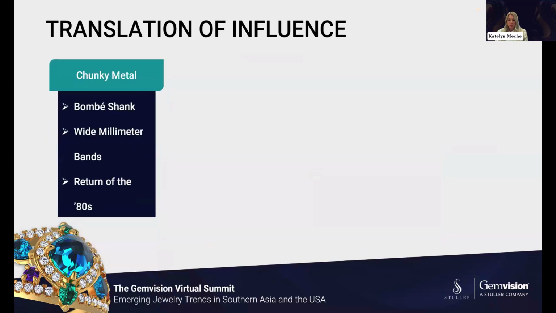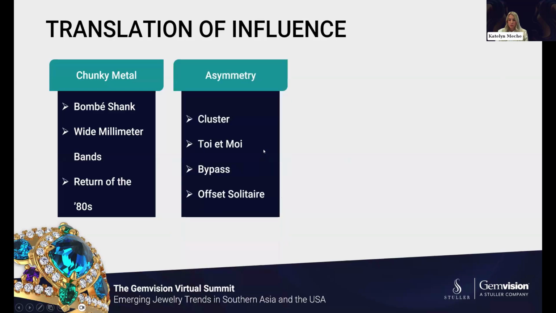So the ways that we see the influence, we talked about the heavy hardware looks and the heavy metal looks. Within chunky metal, within bridal, we see this in a Bombay shank style, wider millimeter bands. And we've also seen this resurgence, a return of the 80s retro thick bypass looks. I'll get into some examples of all of these, but the next influence we see from it is asymmetry.